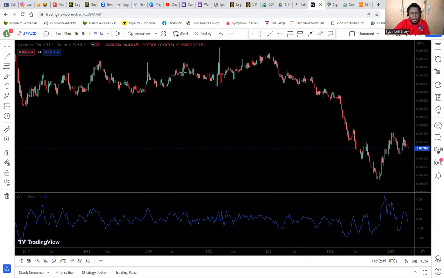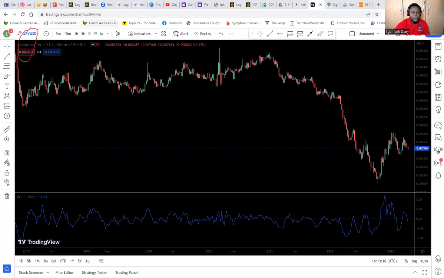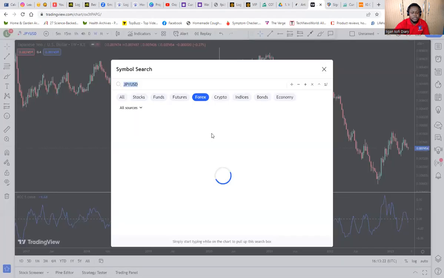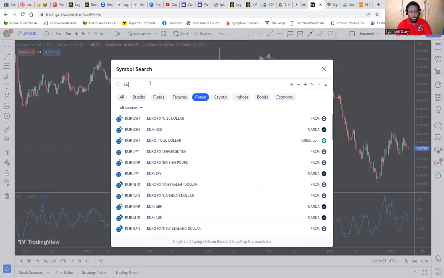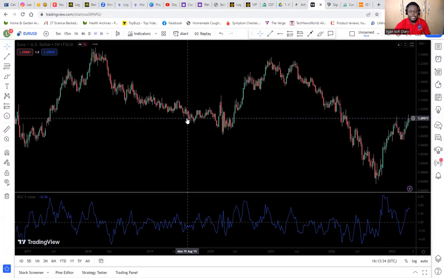So when you come to this sheet here, you look at the first one. Already USD is on 0. The next one is going to be Euro USD. So you go to TradingView and search for Euro USD. Let's go search for Euro USD. You come here and search for the currency. You type Euro USD, and then you can choose to pick the first one that comes, Euro USD. Now it will load the chart for Euro USD.